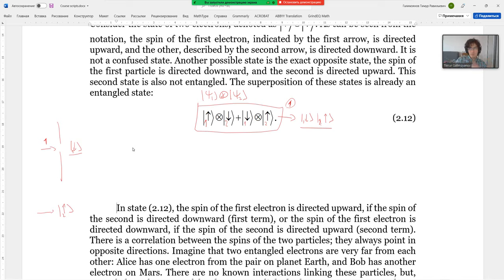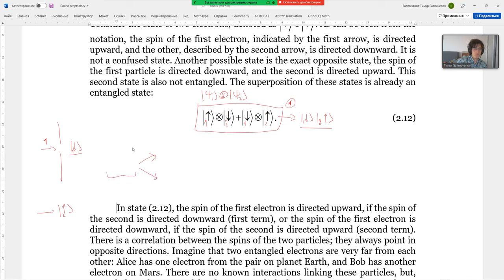How can we do it in experiments? In experiments, people prefer to work with entangled photons. It is much easier to work with photons, but sometimes you can use electrons. How can we do that? For photons, we can generate a pair of photons. But let's imagine another case. Let's generate a pair of electrons. We can generate two electrons by means of some procedure.